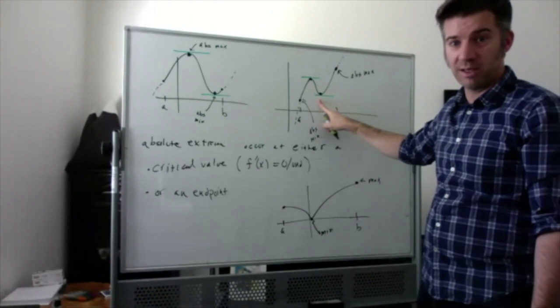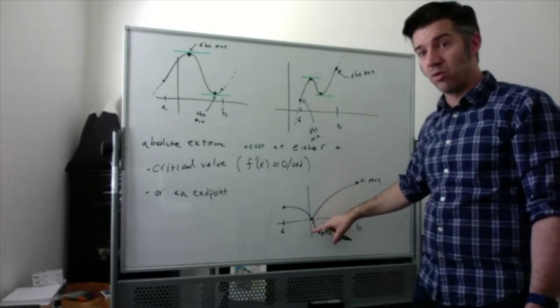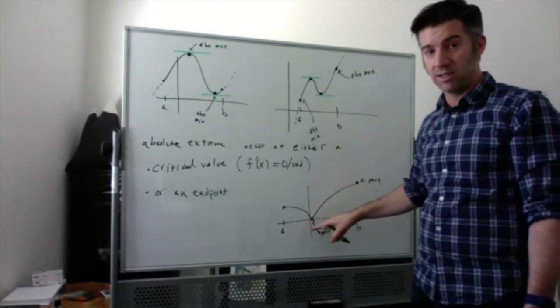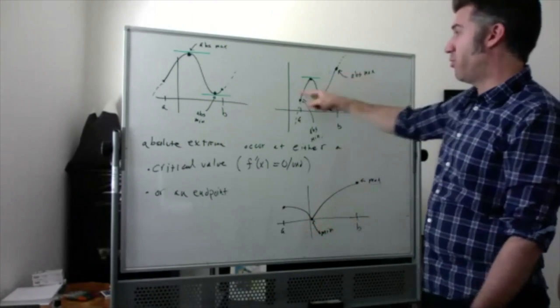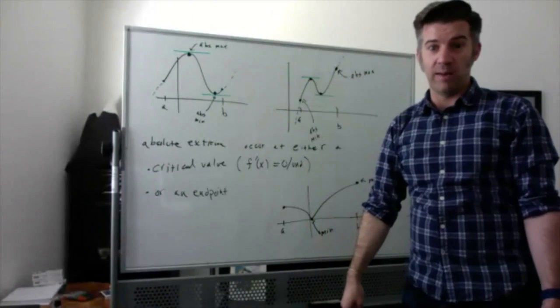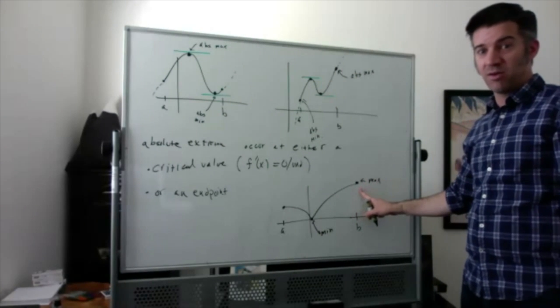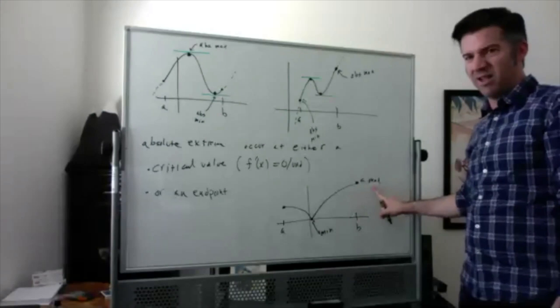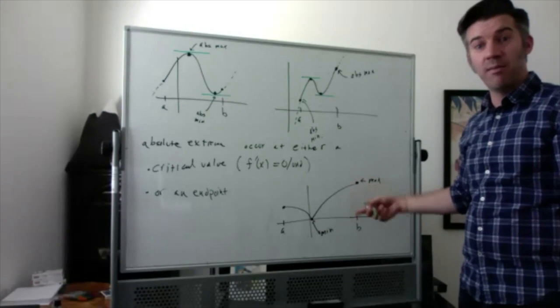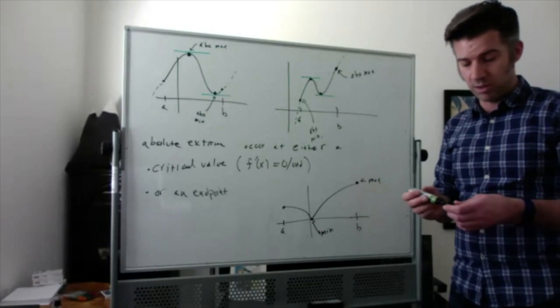It's smaller than all the things next to it. This point here is also a local or relative minimum. It's smaller than all the things next to it. These endpoints are not local extrema in any way, shape, or form, because they're not less than or equal to all the things or greater than or equal to all the things next to it, because it's not defined on one side. So we don't talk about endpoints being relative or local extrema.